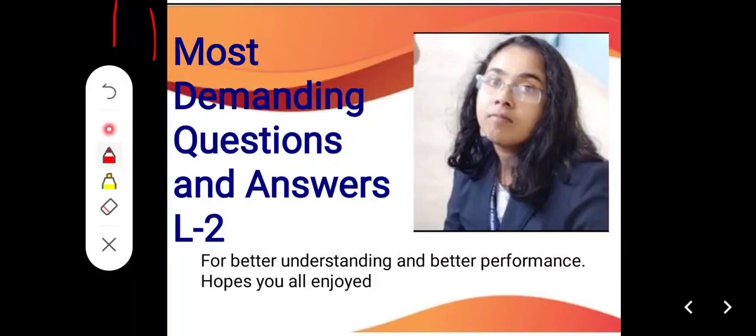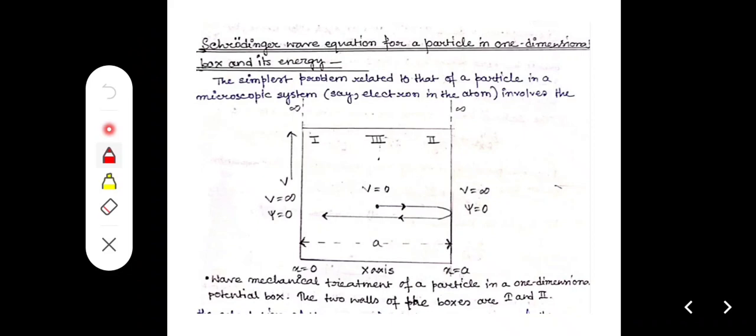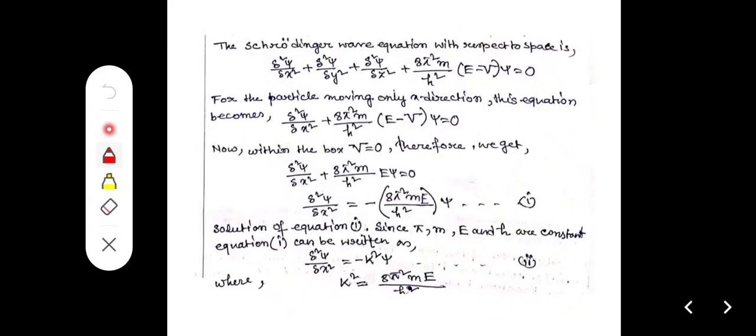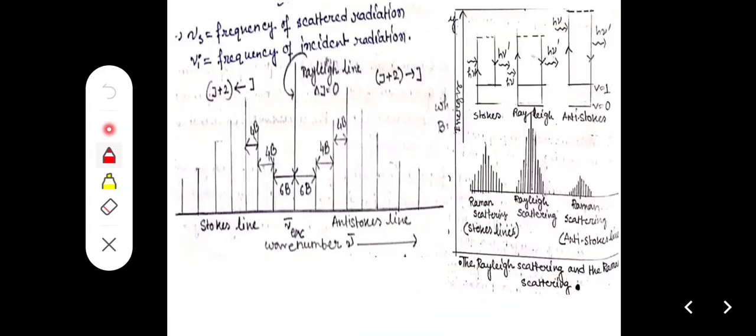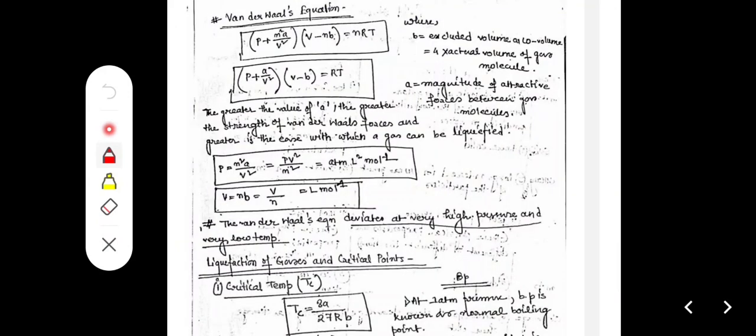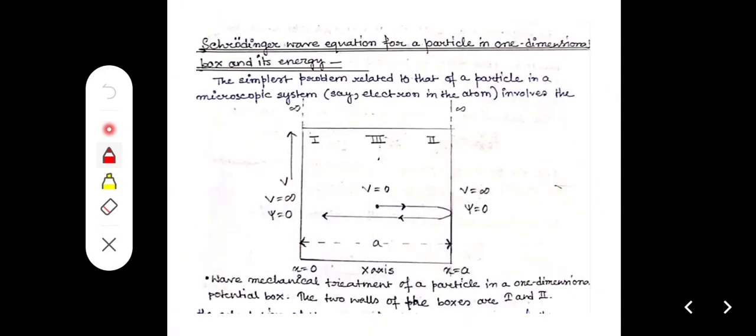Okay. The other questions are the Schrödinger wave equation for a particle in a one-dimensional box, which is also not found in many books, okay? And also some beautiful concepts of Raman spectra and the rest of the gas equations. Now we come to the Schrödinger wave equation for a particle in a one-dimensional box, that is 1D, and its energy.